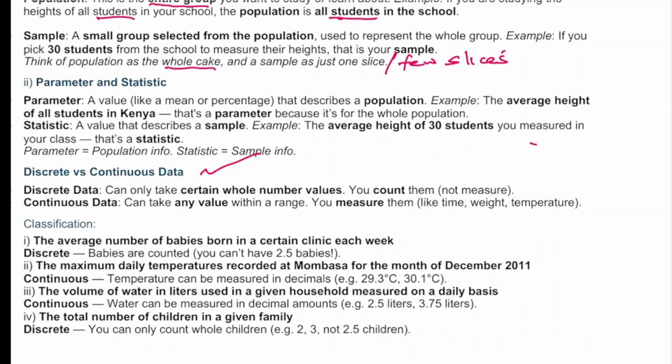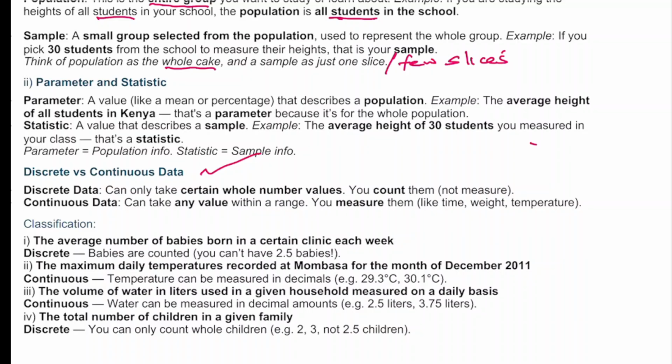Time you can measure, 3:15. Weight you can measure, 50.5 kg. Temperature you can measure, 31.3 degrees, 0 degrees. So those are continuous data. What you can measure are continuous data. What you can count as whole numbers are discrete data. So learn the difference between the two.